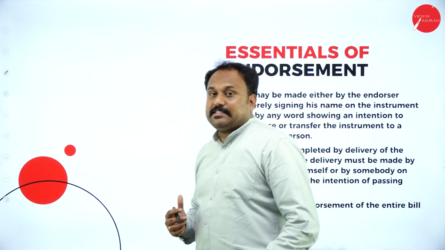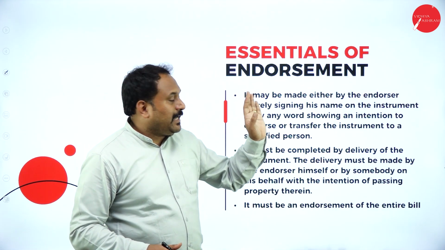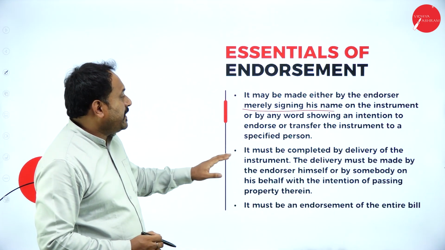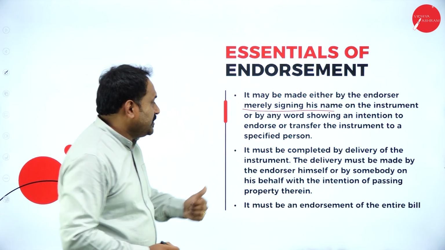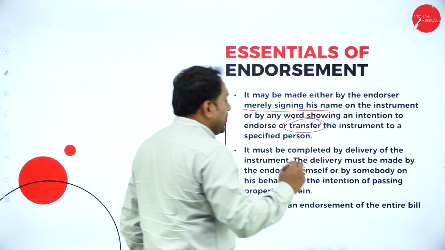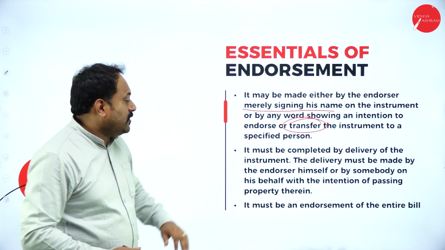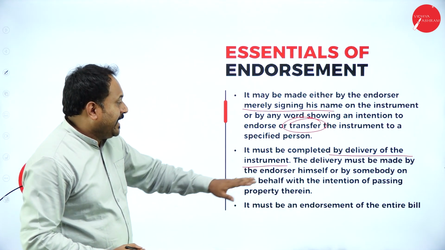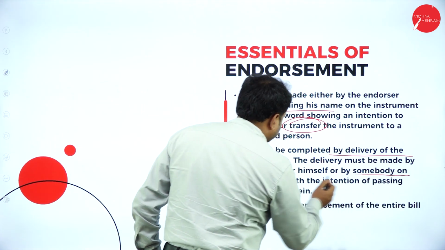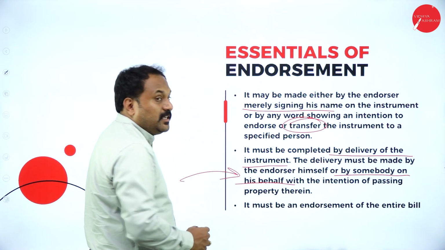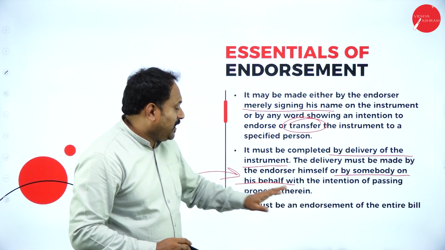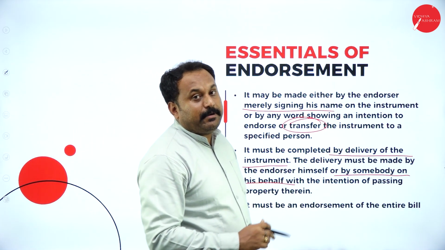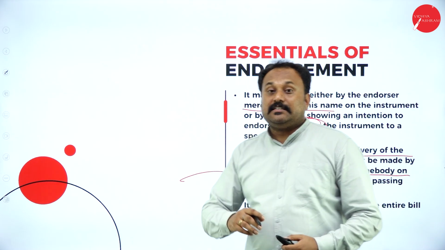Next, in the same essentials of endorsement, you are supposed to know it may be made either by the endorser merely signing his name on the instrument or by any word showing an intention to endorse or transfer. It can happen. It must be completed by delivery of the instrument. The delivery must be made by the endorser himself or by somebody on his behalf if he gives permission. It must be an endorsement of the entire bill. It can't be partial. It should be entirely. So these are the essentials.